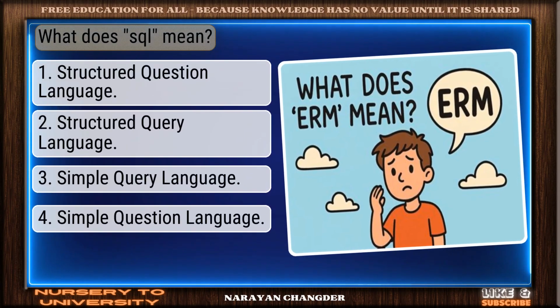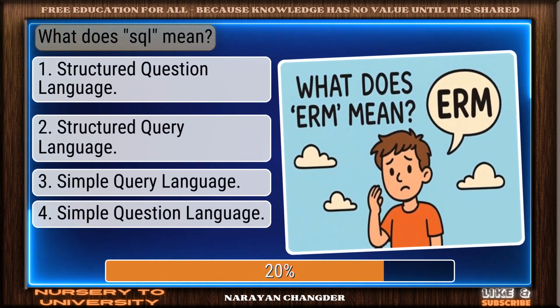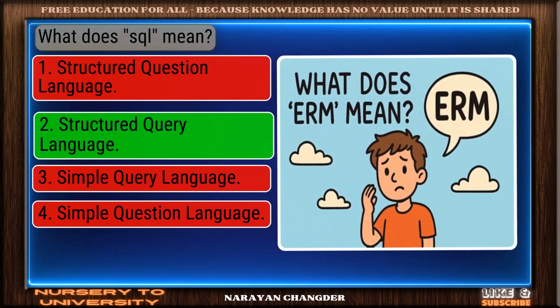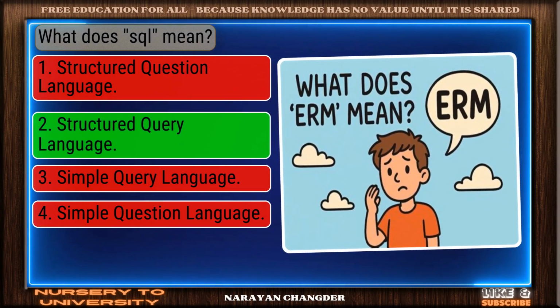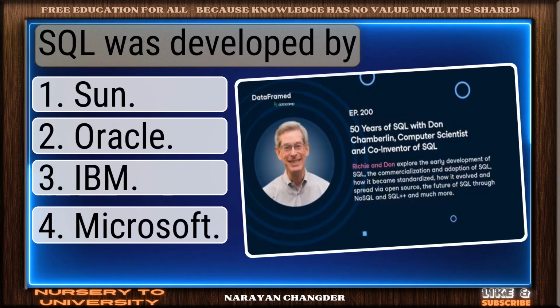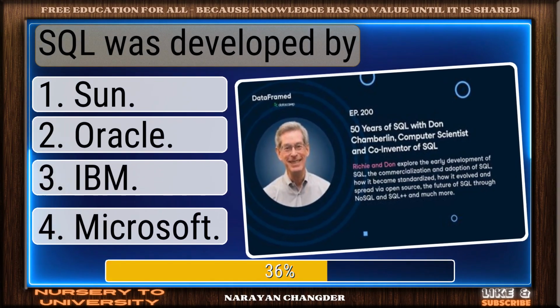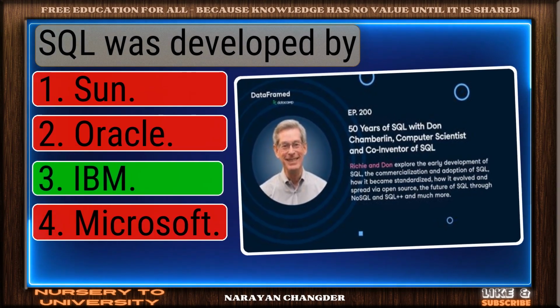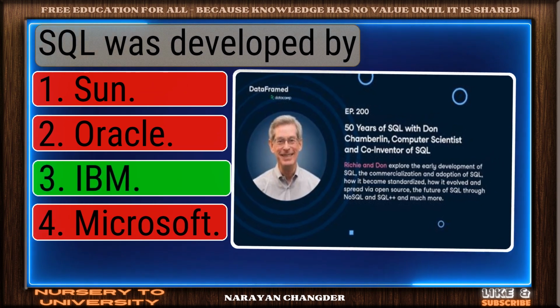Question number 62. What does SQL mean? Good thinking. Structured query language is the right answer. Question number 63. SQL was developed by? Smart move. IBM is an accurate answer.